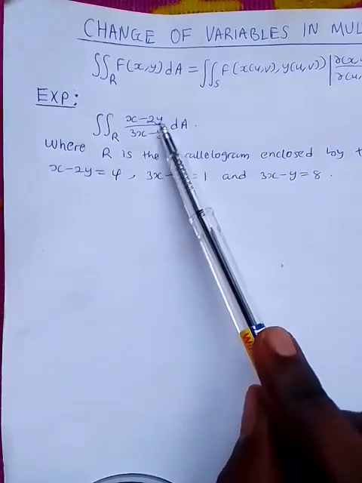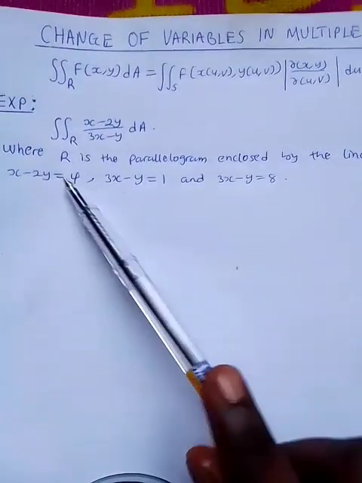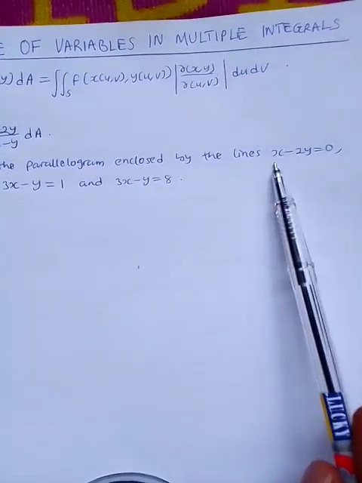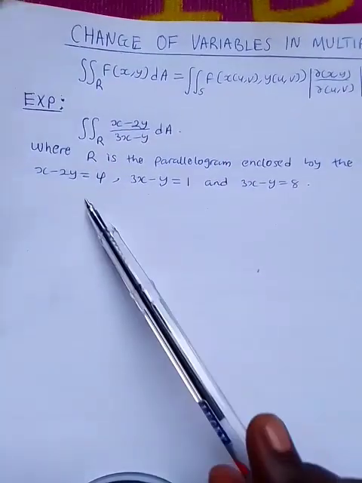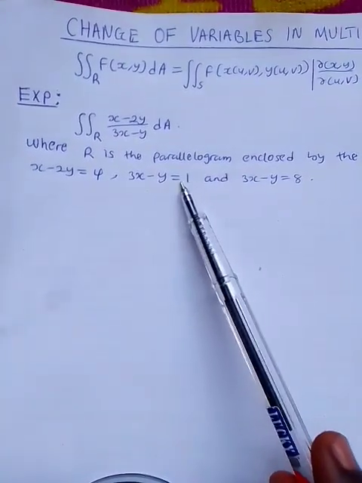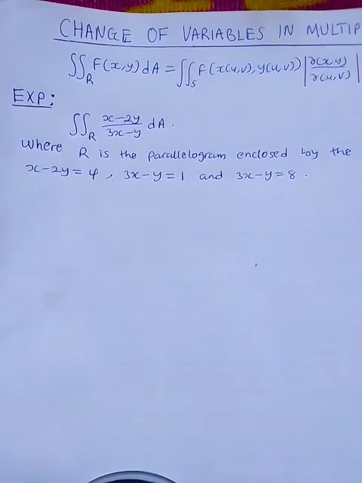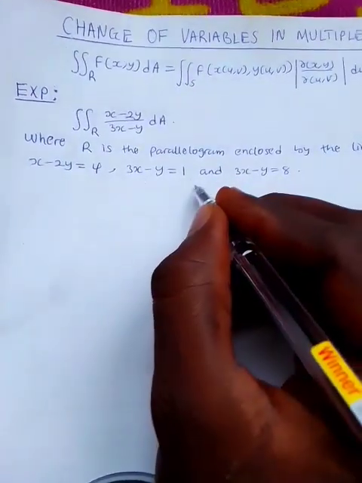We are given this double integral. We have to evaluate it, where R is the parallelogram bounded by the lines x minus 2y equals 0 and x minus 2y equals 4, and 3x minus y equals 1 and 3x minus y equals 8. So, solution.